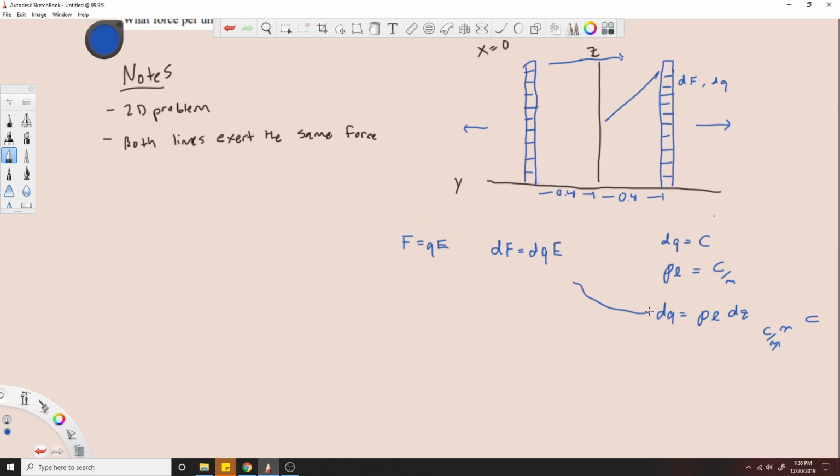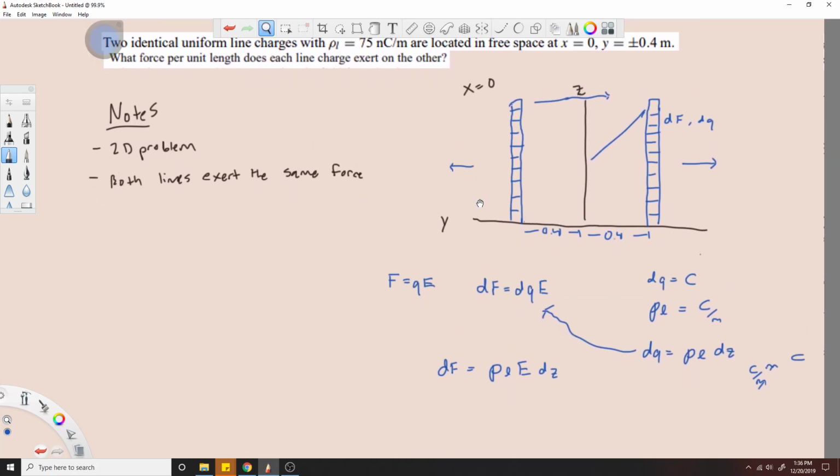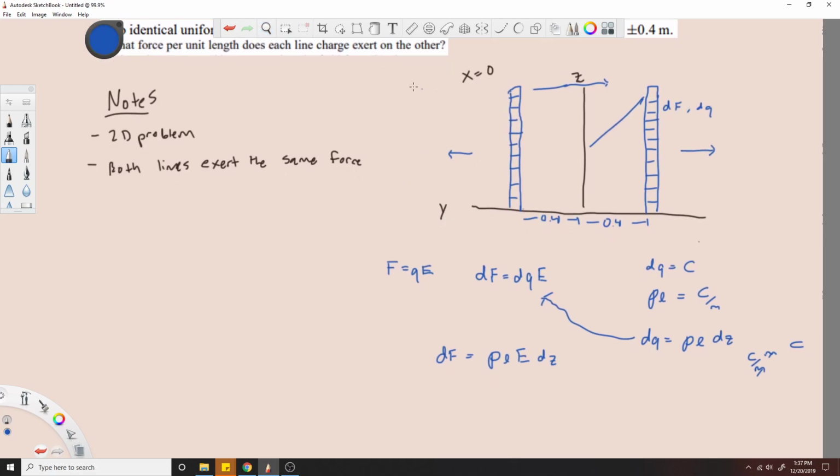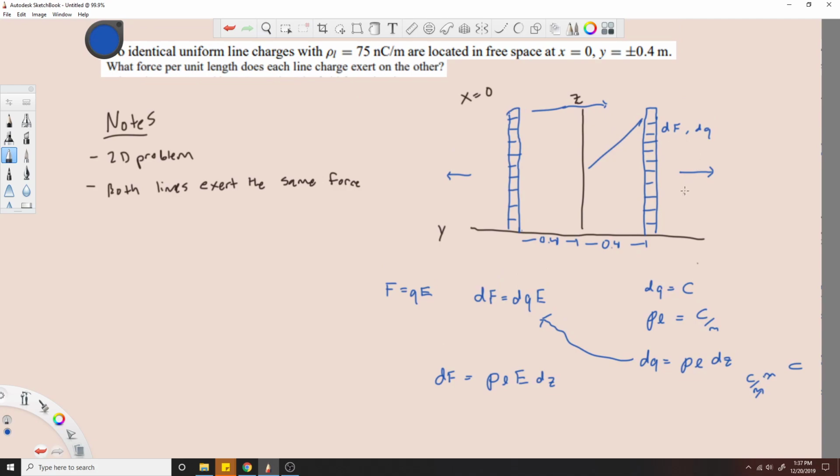So now, if you punch that in here, you have dF equals rho L E dz. See what I did? All I did is plug these two equations in. The reason this is important is because now we have the thing we want, dF, in terms of things we have, like rho L and z. That's another thing I didn't really talk about yet. It wants force per unit length, and unit length in this case is a meter. So it wants the force over 1 meter, right?